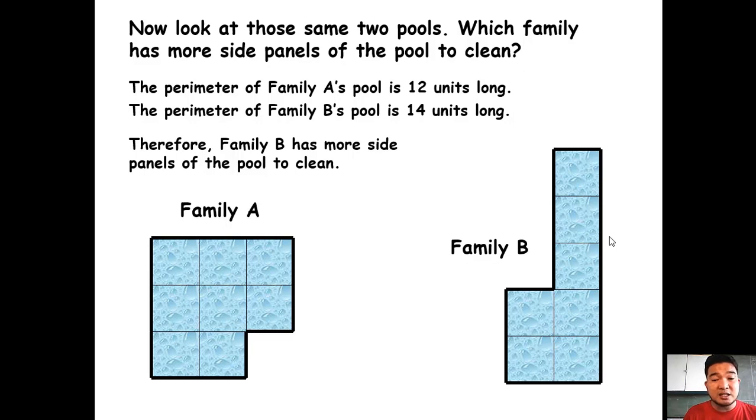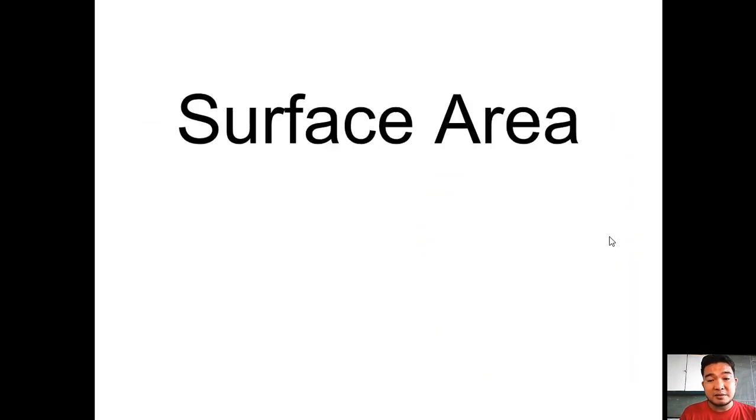Though mas maliit yung kanyang area, pero mas malaki naman yung kanyang perimeter because of the situation, yung pagkakaayos ng kanilang mga pools. So, mas matipid yung kay family A sa bakod. Mas madali ding linisin yung kay family A kasi mas konti yung edge niya o yung side panels niya kaysa dun sa swimming pool ni family B kasi mas marami yung kanyang side panels.